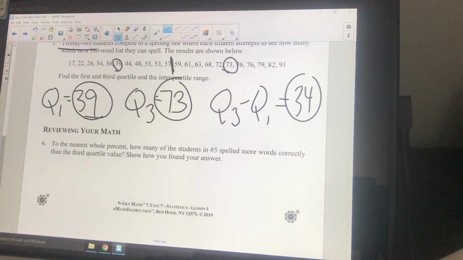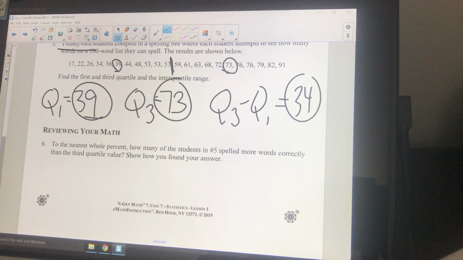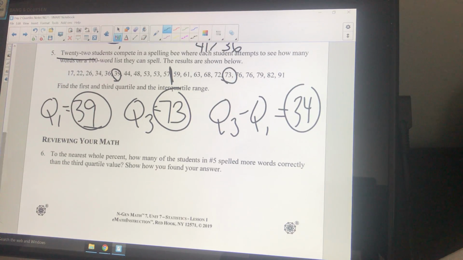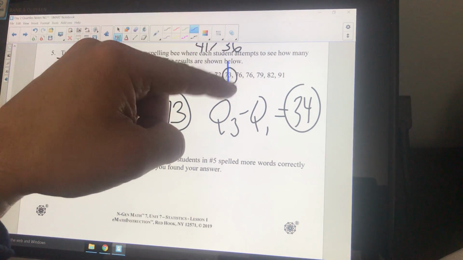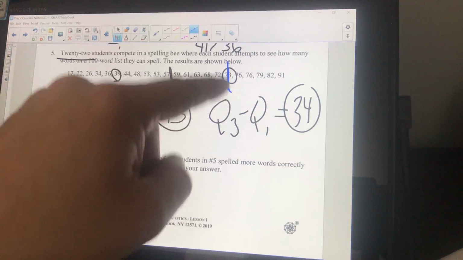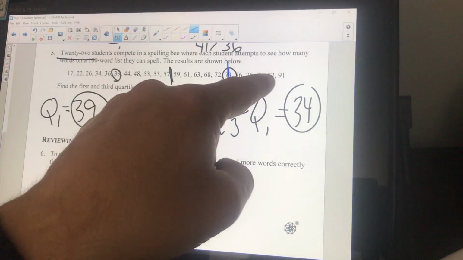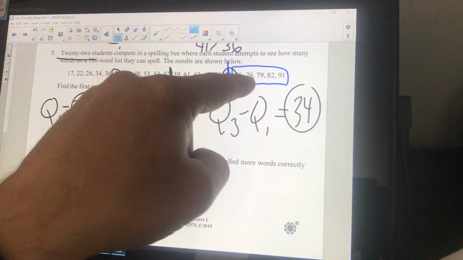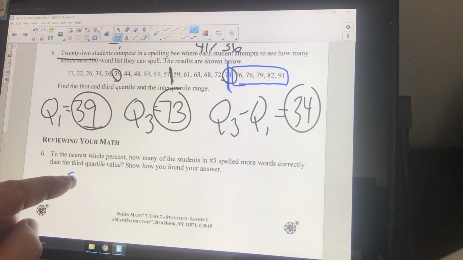Reviewing your math. To the nearest whole percent, how many of the students in number 5, okay, so how many students from above, spelled more words correctly than the third quartile value. Okay, so let's see. So here's the third quartile value. Okay, so how many students spelled more than that? So 1, 2, 3, 4. There were 5 people that scored greater than that.